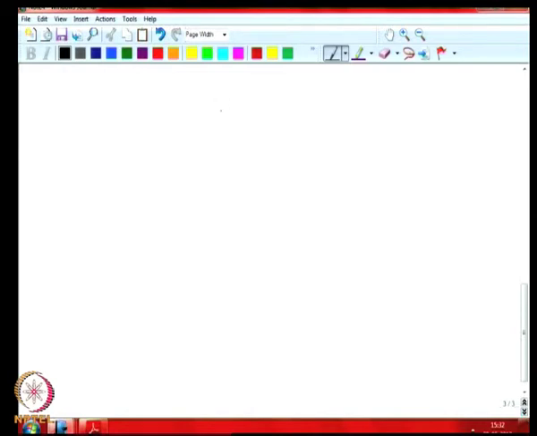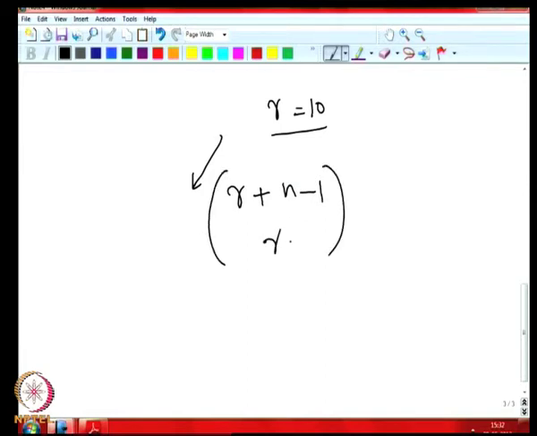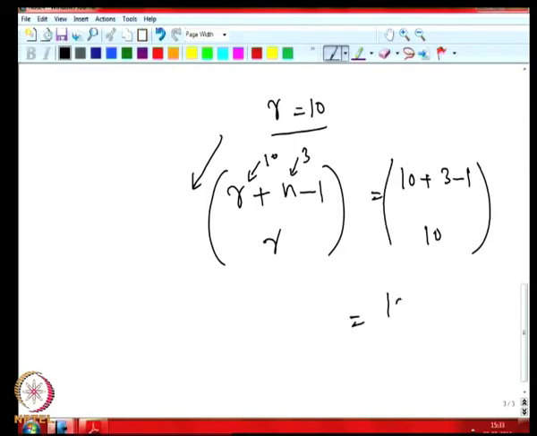So, if all types of things in the multiset had repetition number at least r, in this case r equal to 10, then we could have used the earlier formula, namely r plus n minus 1 choose r. In this case, r being 10 and n being 3, it would be 10 plus 3 minus 1 choose 10. That means 12 choose 10. This would have been the answer, right.